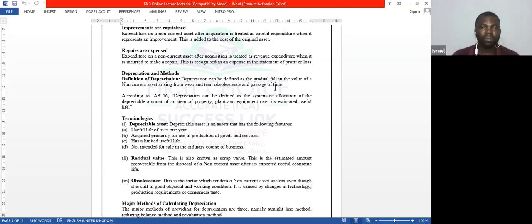Another terminology you need to know as we go further into the study is the residual value. This is also known as scrap value. It is the estimated amount recoverable from the disposal of a non-current asset after its expected useful economic life. It means this is the amount you collect when you dispose of, or let go of, your non-current asset. If you have a vehicle and you sell it, the amount you think you can sell it for is what we call the residual value, the scrap value.